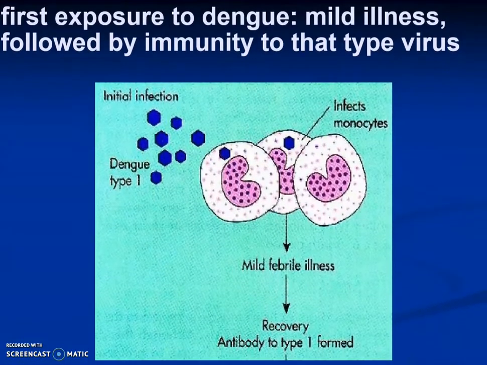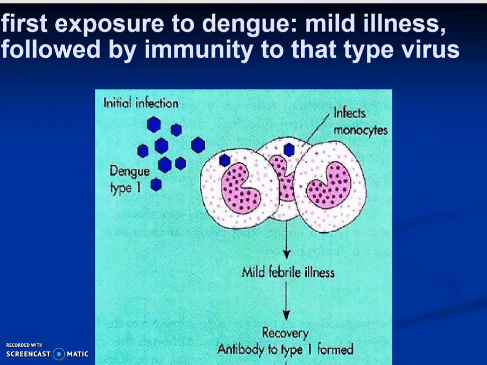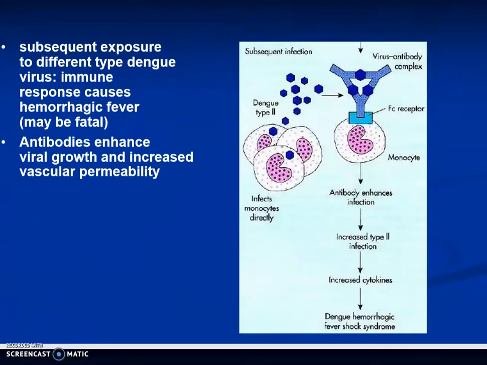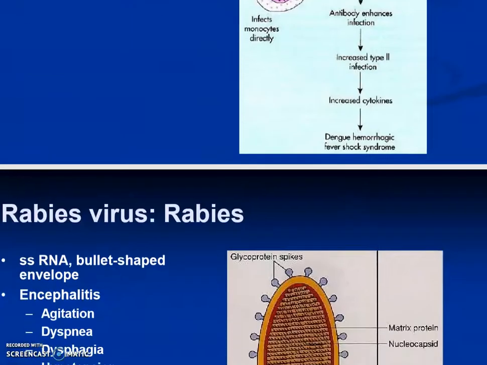Here is a picture showing you that first exposure to dengue is usually a mild disease, followed by immunity to that type of virus. And then on subsequent exposure to a different type of dengue virus, the immune response causes hemorrhagic fever that could be potentially fatal. Antibodies that are already present from the first exposure to one of those dengue viruses enhance the viral growth and increase the vascular permeability, and then you have a problem.